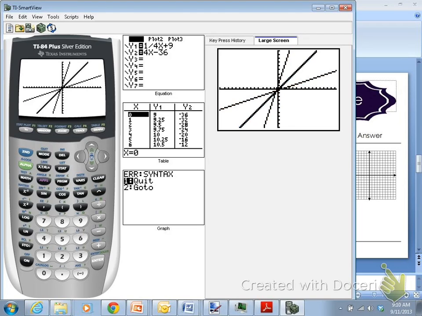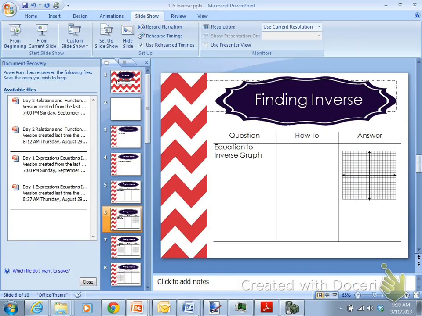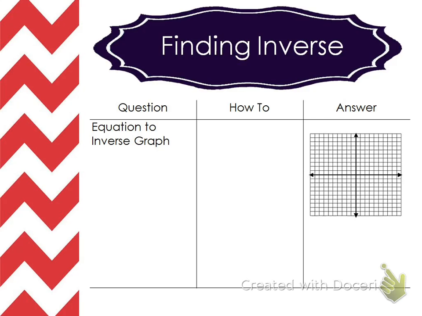Okay, so back to the next scenario. The next one is an equation to a graph. The first equation I'm going to give you is y equals 1/4 x plus 4. And I want to find the inverse of that. One of the easiest ways is to type it in our calculator and look at the table, and then just switch the x and y's.